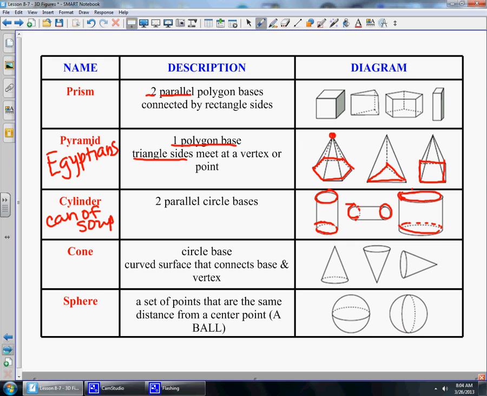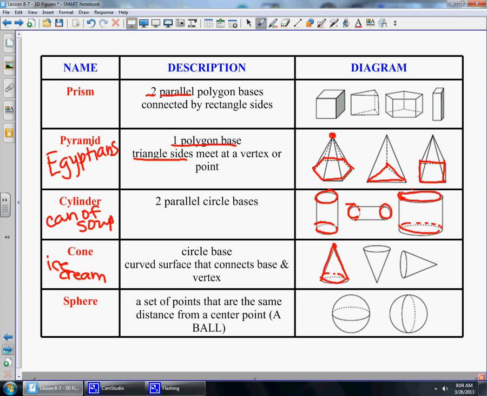And then a cone is like an ice cream cone. Yum yum. Can't wait for summer when Ice Cream Junction opens, and I can go get ice cream cones with my girls. So a cone just looks like an ice cream cone. This kind of looks like a birthday party hat. It has a circle base, and then it comes up to a point. And the point or the vertex is connected together by a curved surface.